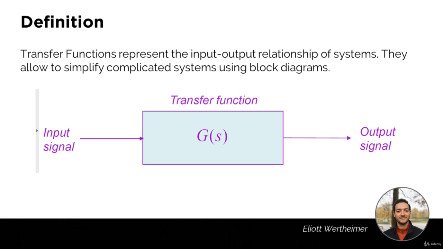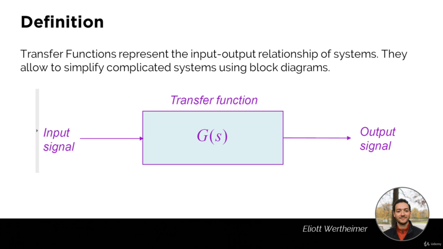Transfer functions represent the input-output relationship of systems. They allow us to simplify complicated systems using block diagrams. So what this means is that a transfer function is a function in which you input a signal, a value, a variable, and then you get an output from that very input.